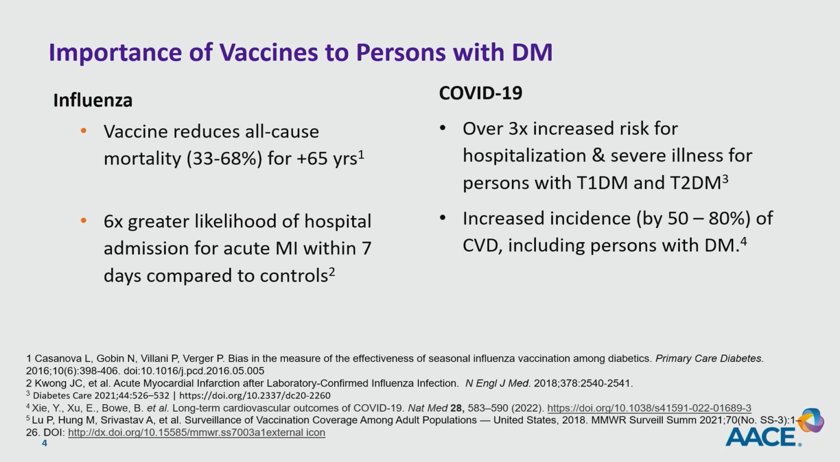Also, COVID-19, I'm sure we're all pretty experts on COVID-19 now. We know about increased mortality with diabetes. Also, patients with diabetes often are obese. They have hypertension. They're older. These are all risk factors for COVID-19. And we know that vaccines are effective in preventing adverse outcomes. There's 3 times increased risk of hospitalization and severe illness for those that are not vaccinated that have diabetes.